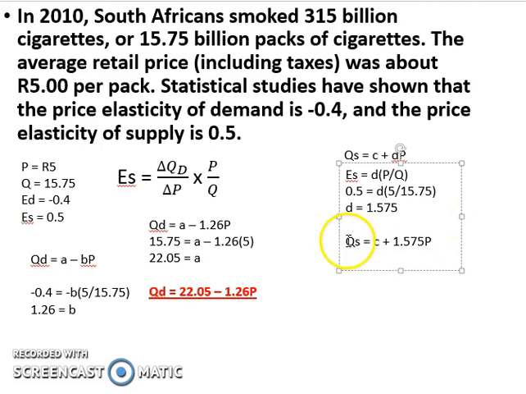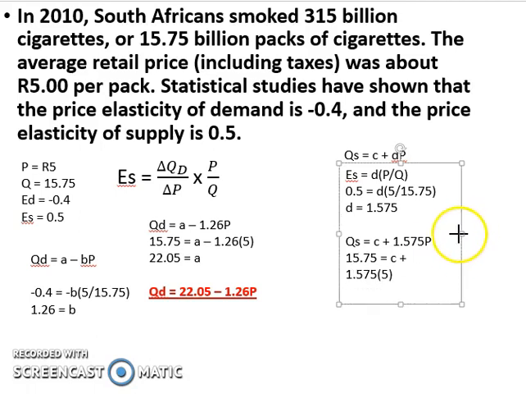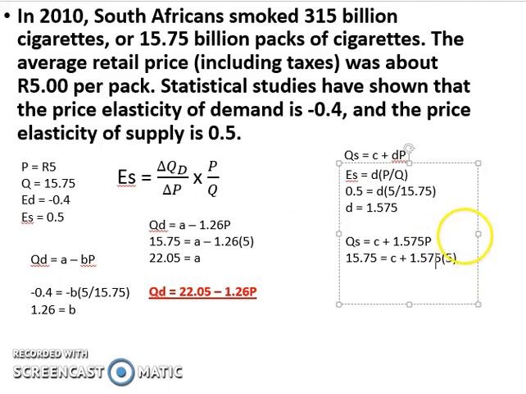So now we already have the values for quantity and price, so we can get the value for C. So we substitute in our values. So this is 15.75 equals C plus 1.575 multiplied by price, which is 5. Now we can do our maths, and we will get C equals 7.875. So now, after we've done that, we can go and write down our supply equation.